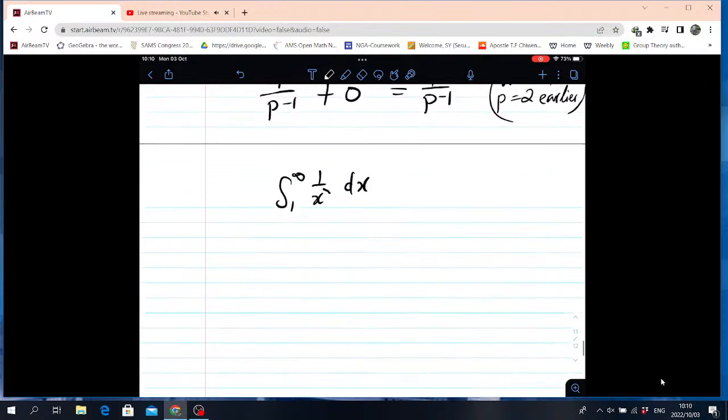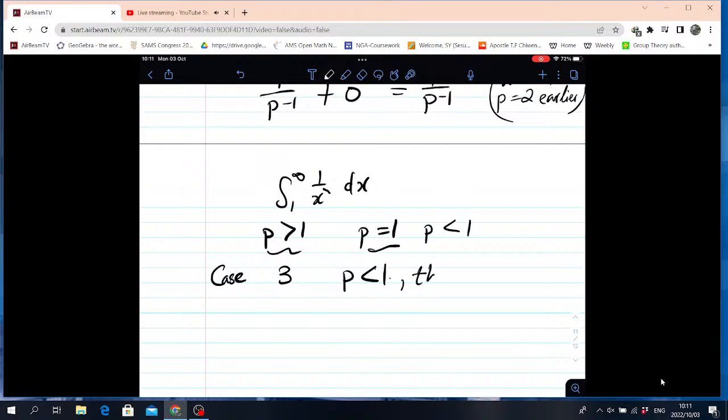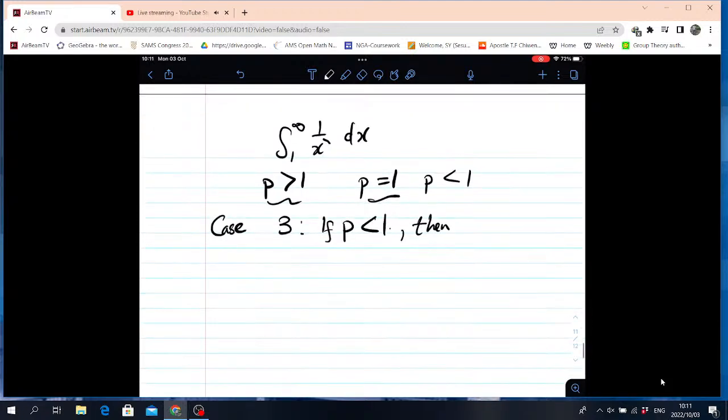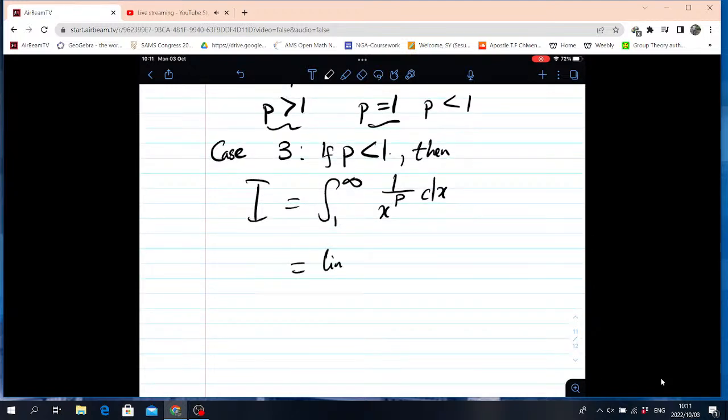So we know, of course, that if you've got a value p, it's either greater than 1, equal to 1, or less than 1, right? We've dealt with the first two cases for now. So we look at case 3 where p is less than 1. Then the integral from 1 to infinity of 1 over x to the p dx is equal to the limit as t tends to infinity of the integral from 1 to t of x to the minus p dx, right?